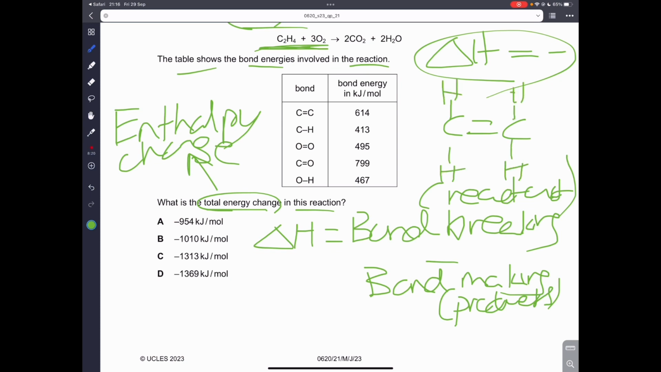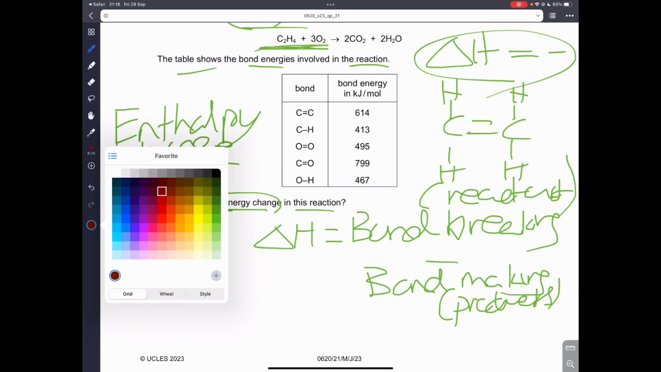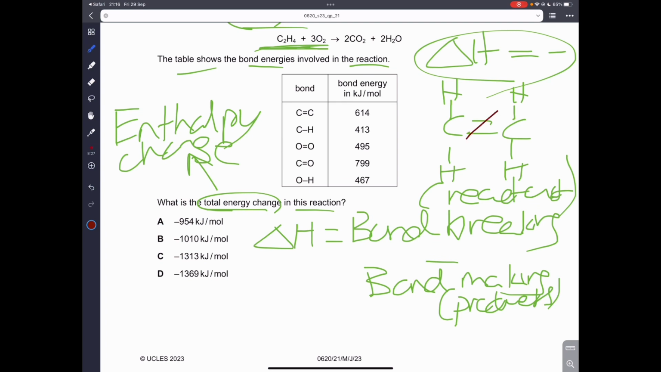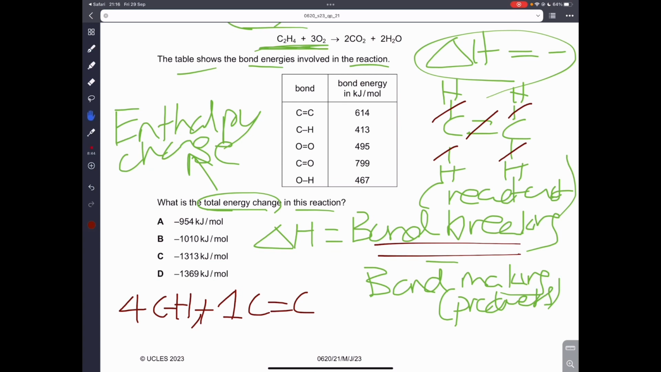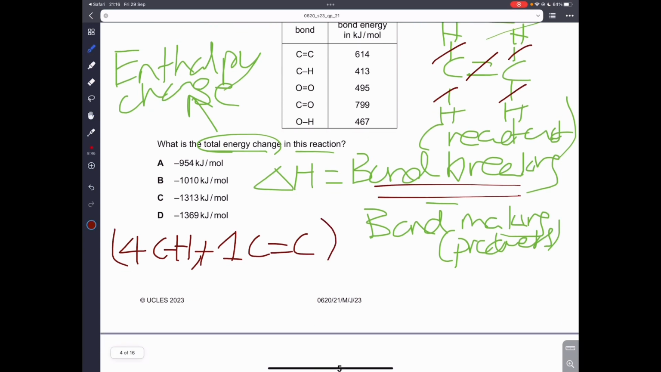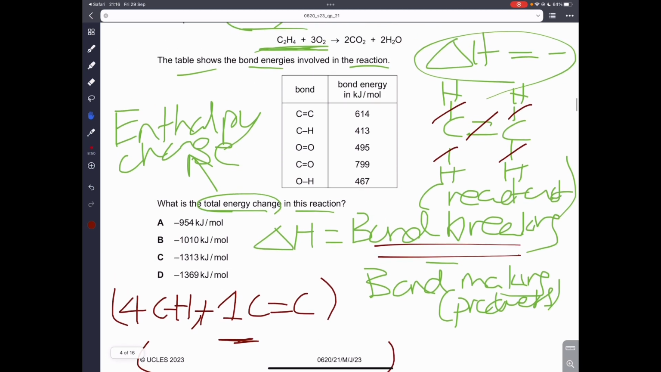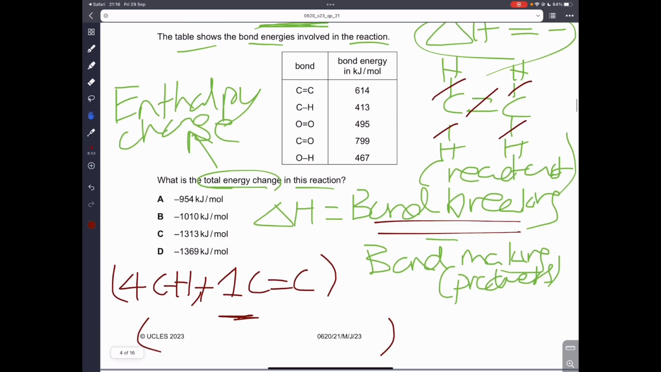Now we can visualize it as well. So we are going to have to break 4 bonds. We're going to have to break a C=C double bond and 4 C-H bonds. So we can write it down like this. For C-H bonds, we're going to break 4, and we're going to break 1 C double bond C, right? And that is for the bond breaking. And for the bond making, we are going to minus it. The bond making, carbon dioxide is going to form and water is going to form.